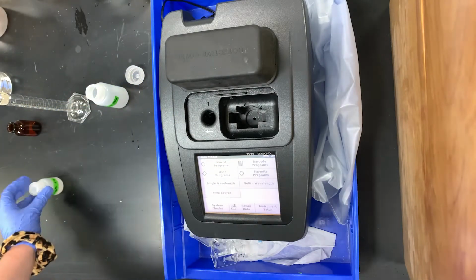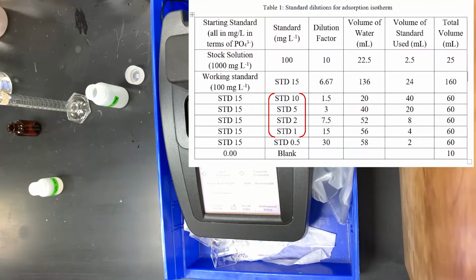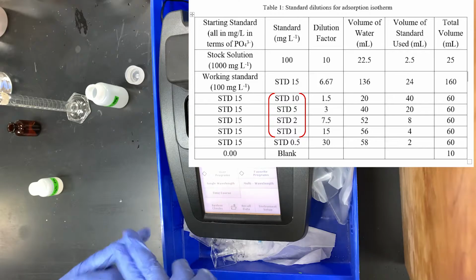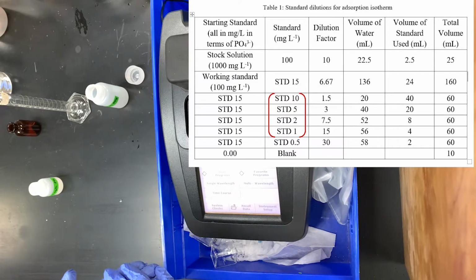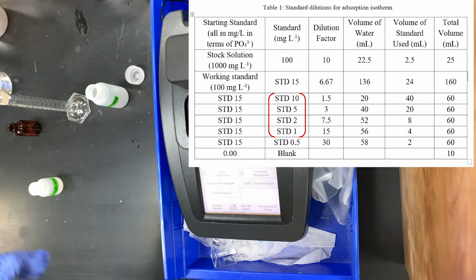Alright, so I'll start making our 1 milligram per liter phosphate standard using our 15 milligram per liter phosphate standard. So if you guys saw on the assignment on the Learn website, there is a table that displays all of these standards and their starting concentrations and how I actually diluted down to the 15 milligram per liter standard that I'm using in this video.